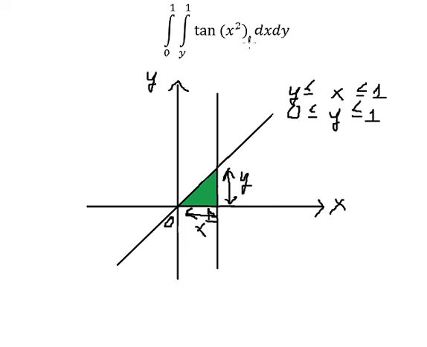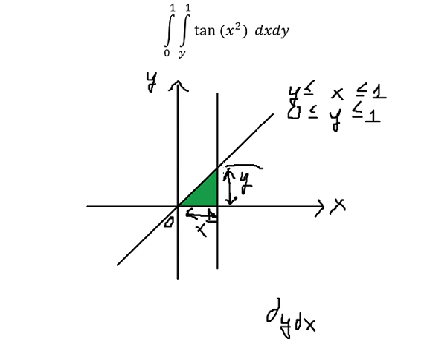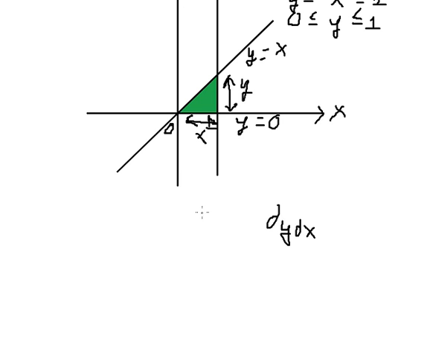Now we need to change the order dx dy into dy dx. Now we have y in here and we have y equals x. So we see that y is greater than number 0 and smaller than x. So the bounds of dy, that is from 0 to x. About dx, we can see that they start from 0 and number 1.